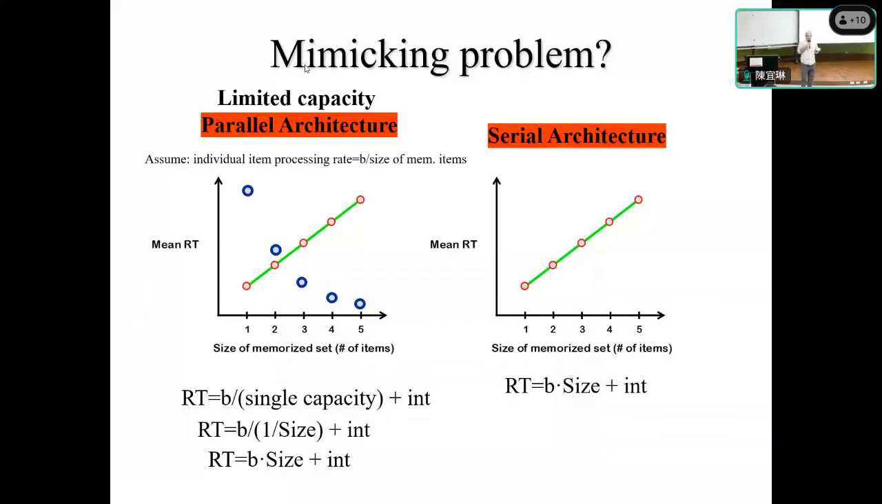Because these same results could be explained with two different architectures with a reasonable assumption. Is everybody okay with that?